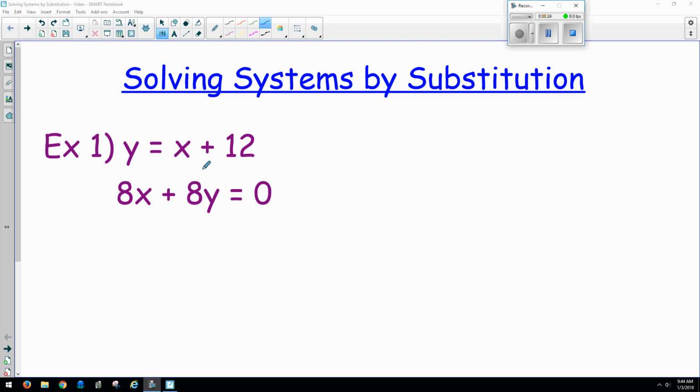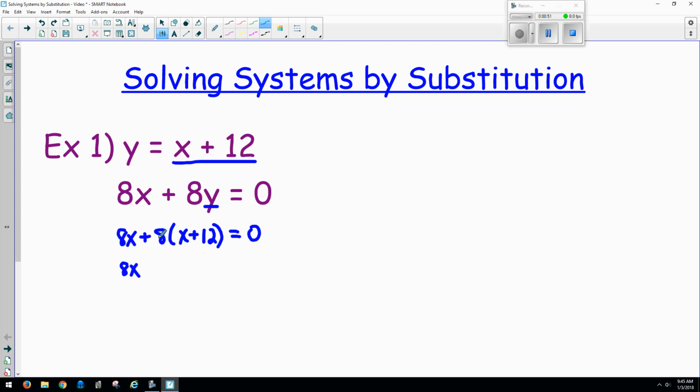So as we can see in the first example, y is already by itself. We're going to take everything y is equal to, which is x plus 12, and substitute it for y in the other equation. So we're going to bring down the 8x plus 8 times x plus 12. And we're just going to simplify this and solve for x.